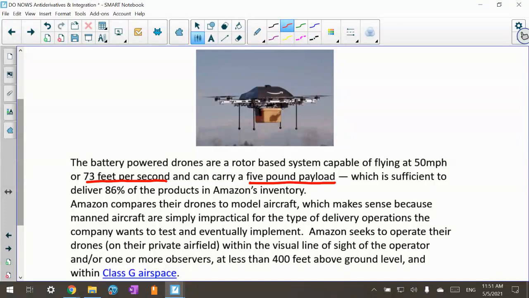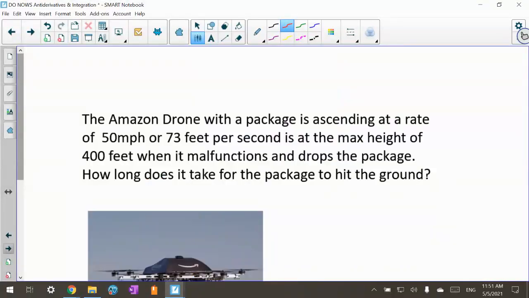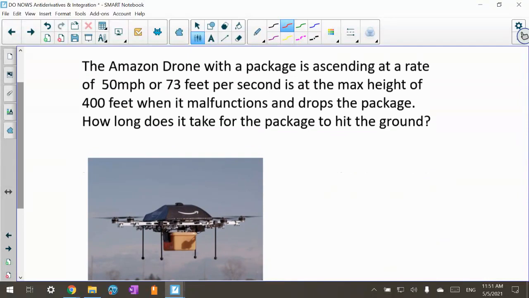Okay, so you're asking, well, what do I need to know this for? Basically, we're going to talk about an Amazon drone with a package that is ascending at a rate of 50 miles per hour or 73 feet per second. It is at its max height of 400 feet when it malfunctions and drops the package. How long does it take the package to hit the ground?